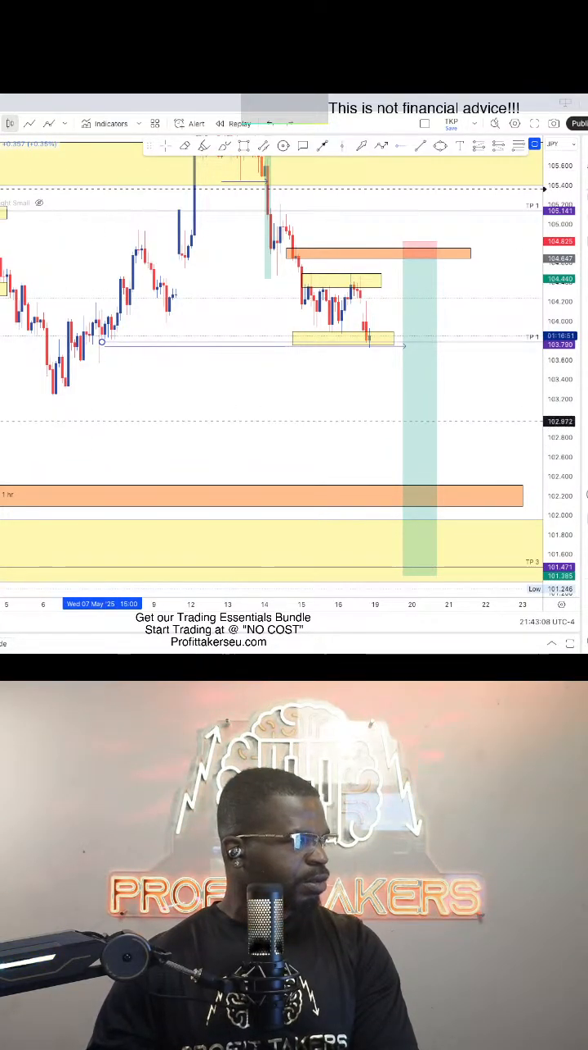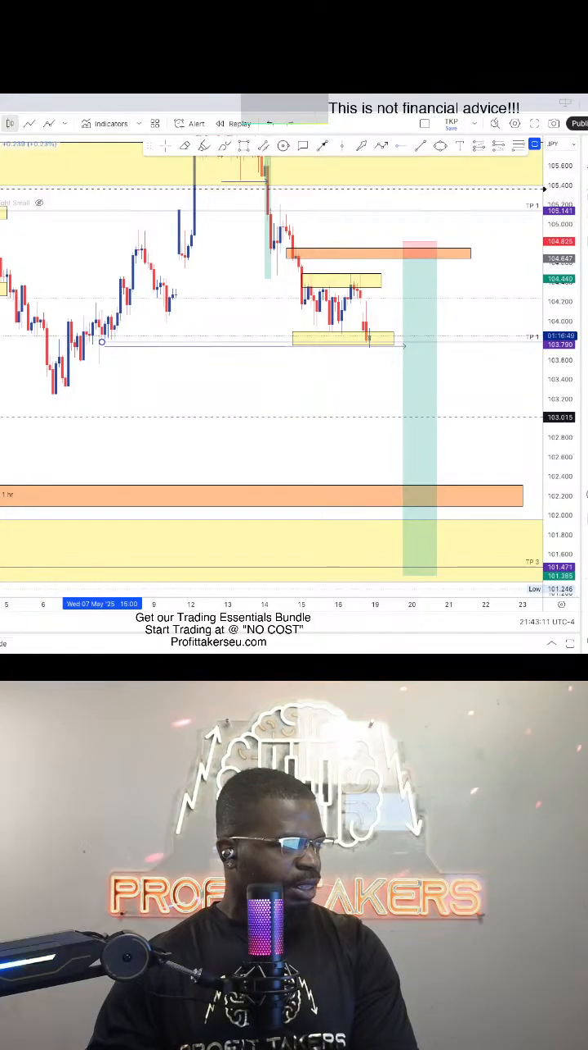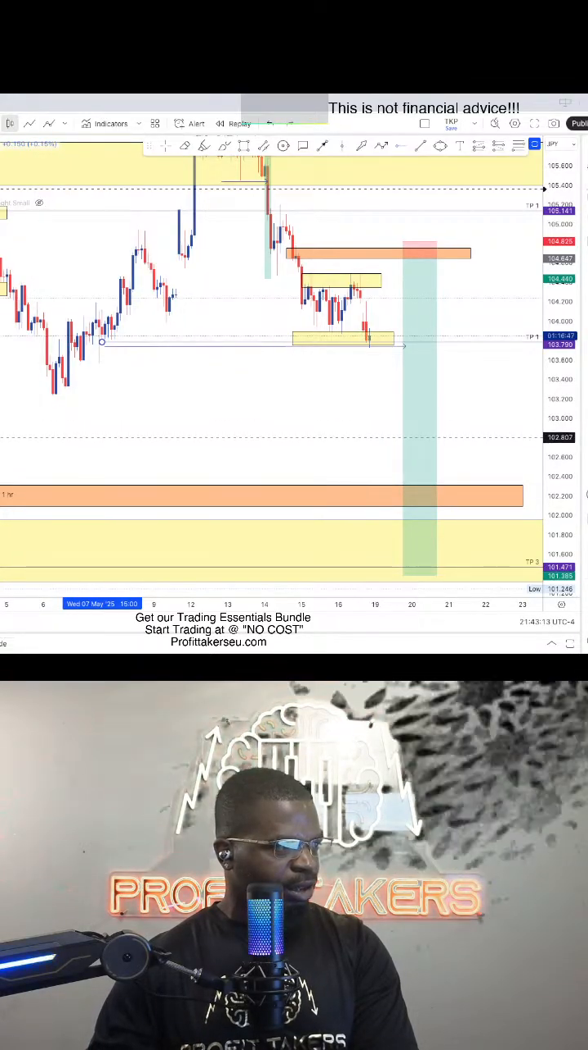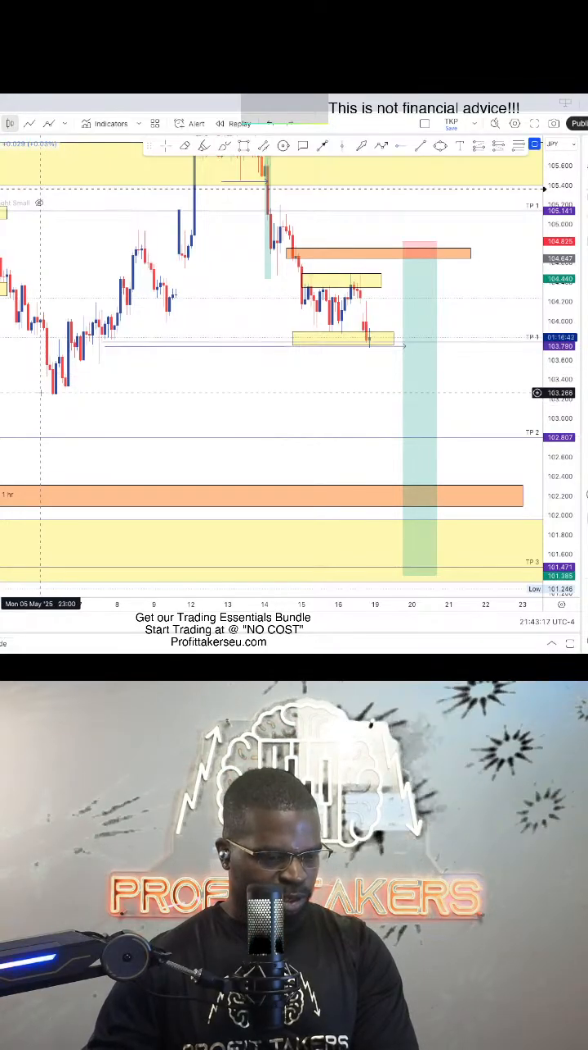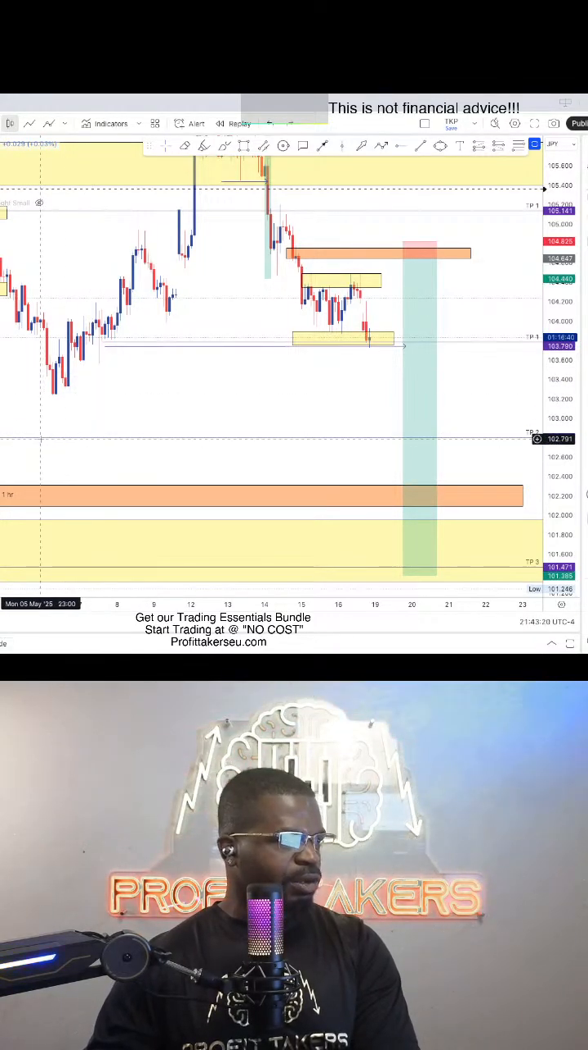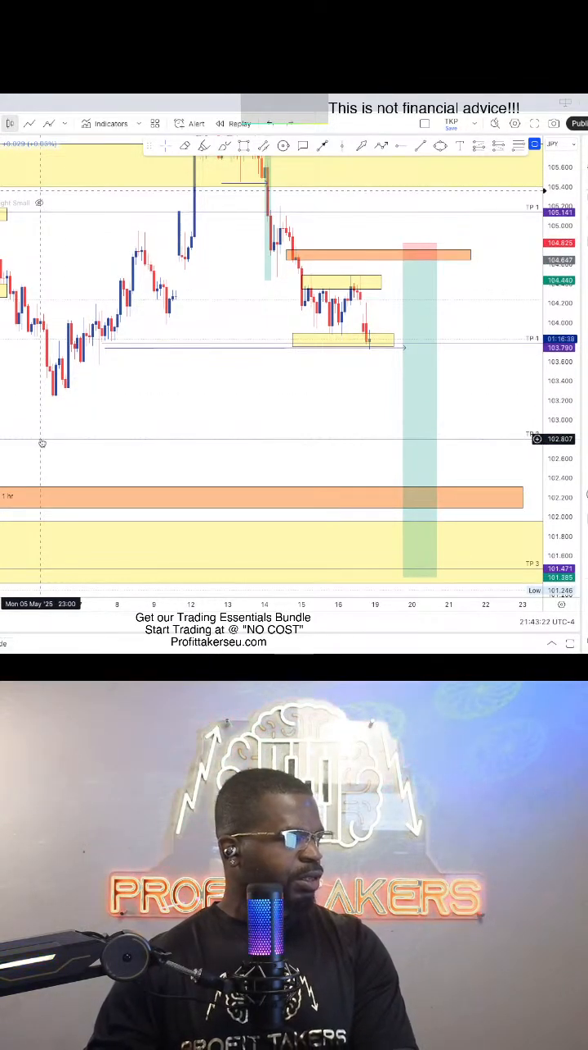Let's get some targets. This looks like a good place for TP2. Probably take it a little lower. Yeah, we're about to take a look at gold in a second. Right on time.